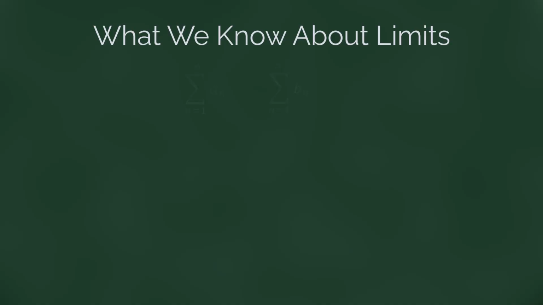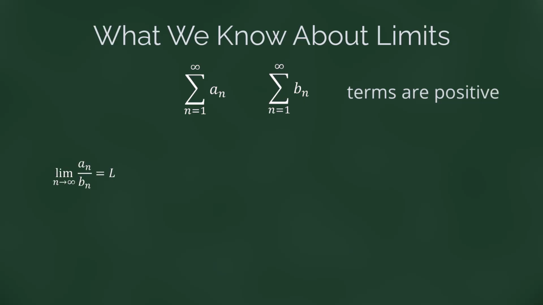We're going to start out with the assumption that we have two series, one involving terms of the form a sub n and the other of the form b sub n. We're also going to assume that both of these series have positive terms. The quantity we're concerned with is the ratio of a sub n over b sub n.